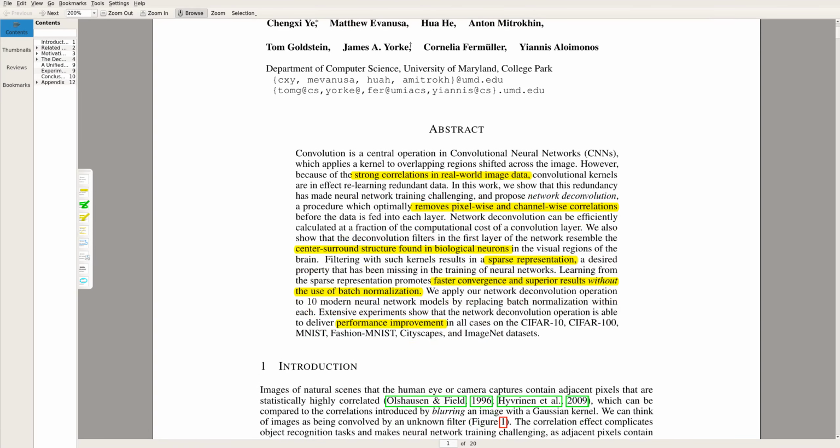So in this paper, they observed that there are strong correlations in real-world image data, and what they want to do is remove pixel-wise and channel-wise, that is cross-color, correlation. By doing this, they want to compete with batch normalization, and they claim that on popular datasets they actually achieve faster convergence or longer convergence with better results.